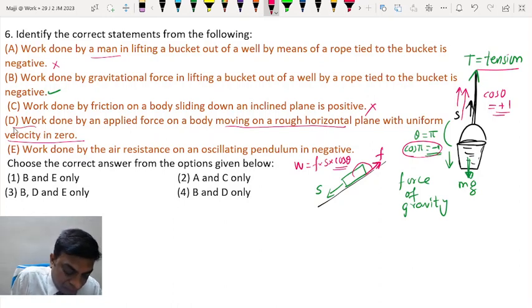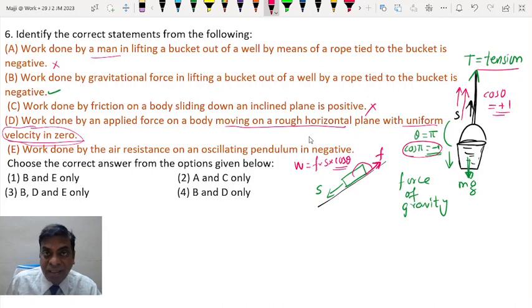So, in case the block has to be moved with constant uniform velocity, that is constant velocity, work has to be continuously done against the force of friction by the applied force. So, work done is not zero.